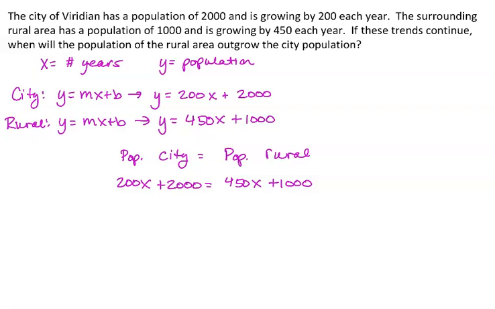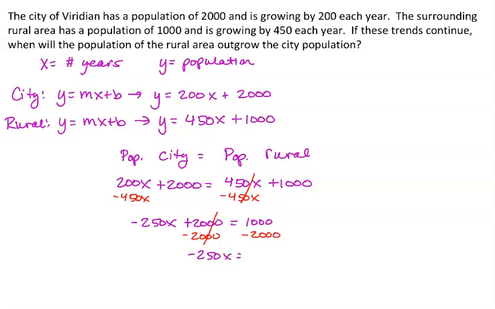So I'm going to start by getting all my x's on the same side of the equation. So you can subtract 450x from both sides. So we have -250x + 2,000 = 1,000. Since my x's are all on the left, I'm going to go ahead and subtract 2,000 from both sides. So I have -250x = -1,000. Dividing both sides by -250, we get that x is equal to 4.